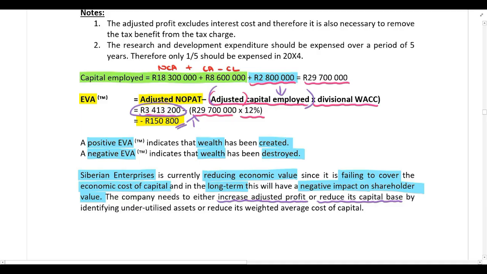So how can they reduce their capital base? They can identify underutilized assets and sell those assets, so decrease their asset base. Or alternatively, they need to reduce their weighted average cost of capital, because if we reduce this weighted average cost of capital, that will also cause EVA to increase.